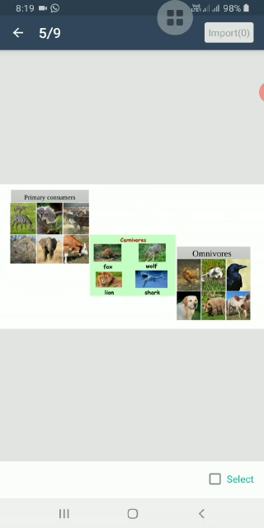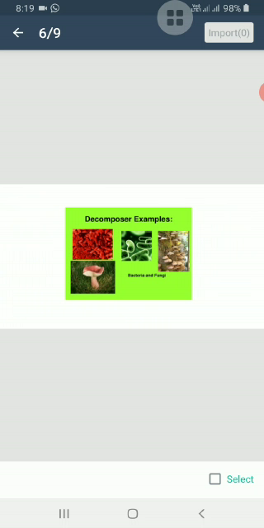After the category of the producers and consumers, we have to discuss the decomposers. Bacteria and fungi are very small organisms that cannot be seen with the naked eye. These are known as microorganisms. They are consumers that feed mainly on the dead remains of plants and animals.